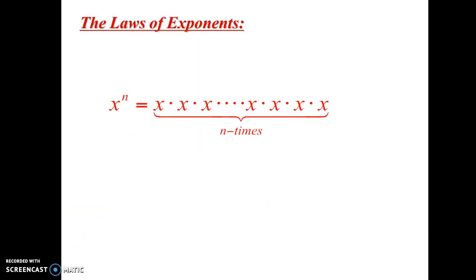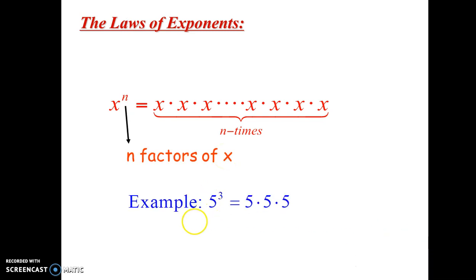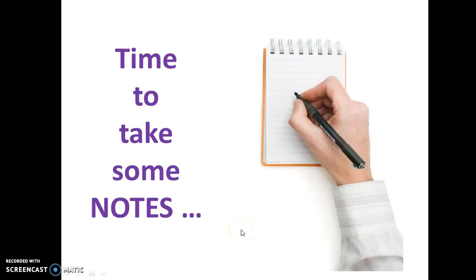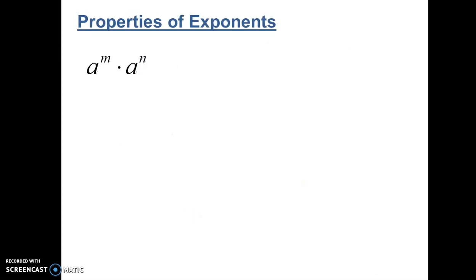Laws of exponents. The basic rule here is if you have x to the nth power, you can write this as x times x times x times x all the way until you have n x's multiplied. For example, 5 to the third, as we said, is 5 times 5 times 5, because we see a 3 there. Okay, let's take some notes now that you've been provided with a page with lots of rules, and there are going to be examples added to that.